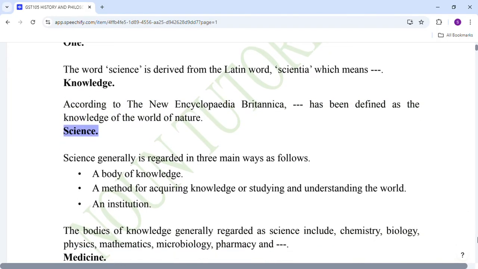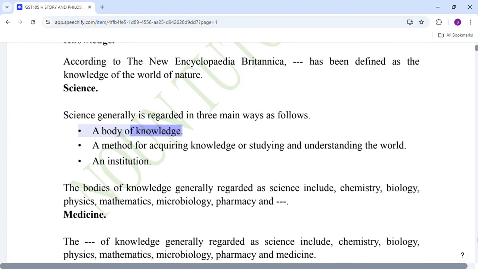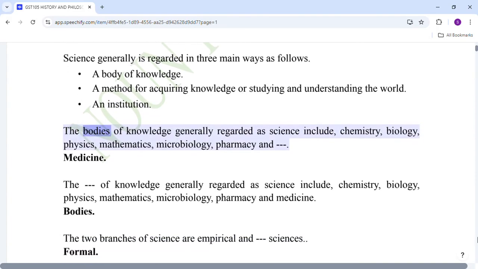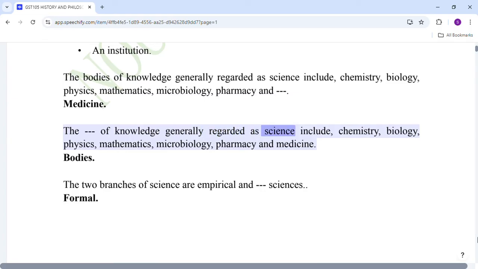Science generally is regarded in three main ways as follows: a body of knowledge, a method for acquiring knowledge or studying and understanding the world, and an institution. The bodies of knowledge generally regarded as science include chemistry, biology, physics, mathematics, microbiology, pharmacy and medicine.